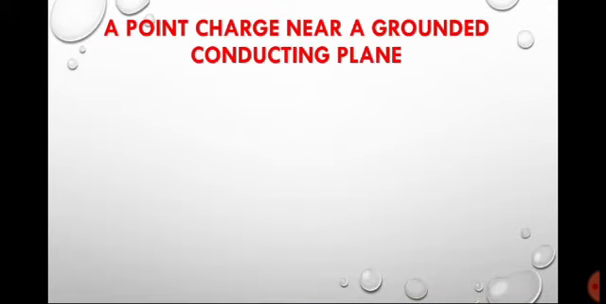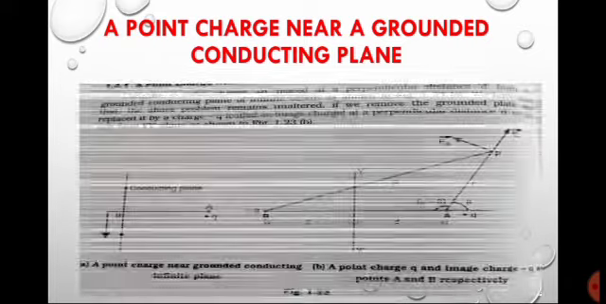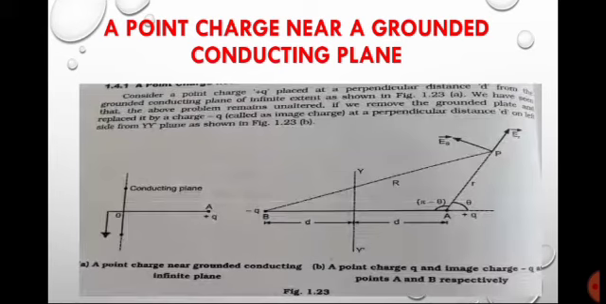A point charge near a grounded conducting plane. Now let us see this problem. So consider a point charge plus q placed at a perpendicular distance d from a grounded conducting plate of infinite extent, as shown in this figure. This is the plus q.